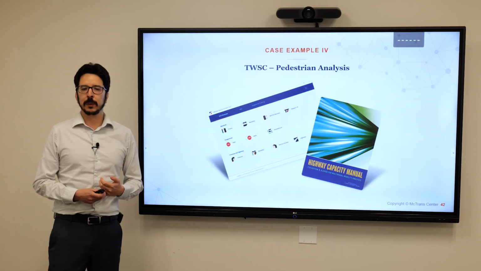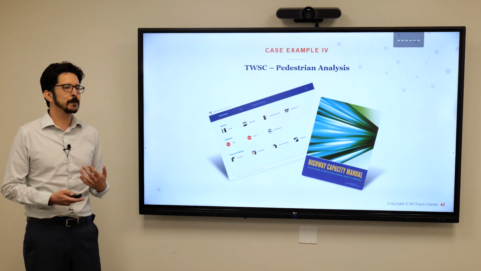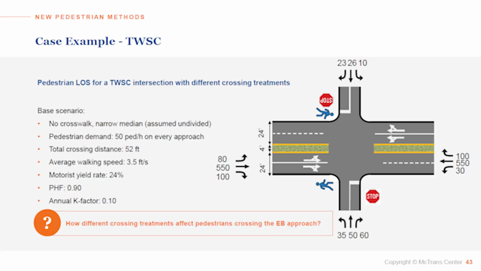Let's now discuss a quick example to illustrate this change in the two-way stop control pedestrian level of service. What we have here, we're analyzing a two-way stop control, and we are focusing on the pedestrians crossing the eastbound approach, as you can see here in the figure. For this base condition, we have a very narrow median that does not allow any two-stage crossings. We have no crosswalks, and we have all the vehicular and pedestrian demands here, with an average pedestrian walking speed of 3.5 feet per second, which is the recommended average.